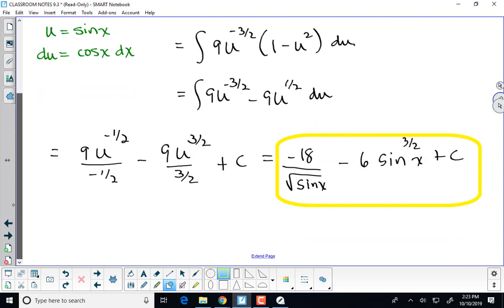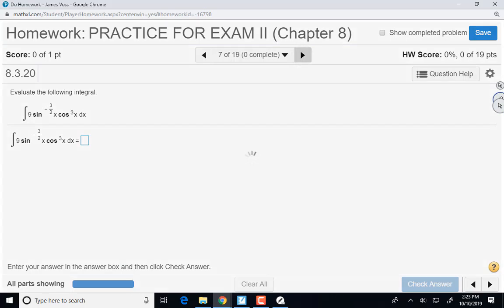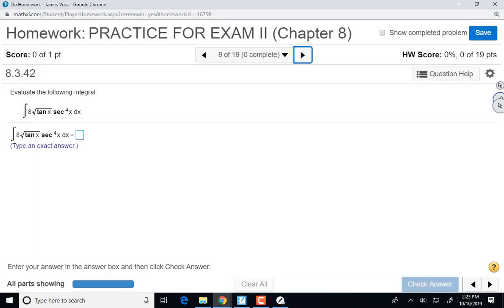All right, let's take a look at the next one. Okay, powers of tan and secant, those are the hard ones. Those are a lot harder than sines and cosines, usually.